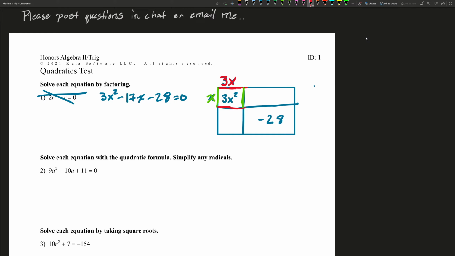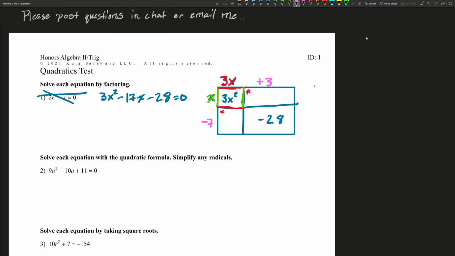Then we need factors of negative 28 such that when one of the factors is multiplied by 3x, we get negative 17x inside each of these two. I'll do that in a different color, let's do pink. So factors of negative 28. I'm going to try, let's say, negative 7 and positive 3.